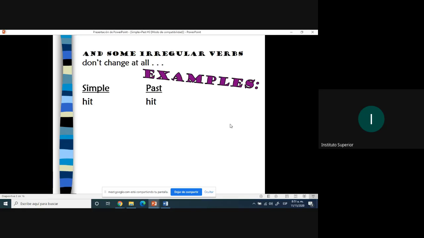It's just hit. All right, another example of an irregular word that doesn't change at all is put. No, I put it. The same as caught. It's the same too. Exactly. No, I caught it. All right, we have set. Set, and set is still the same. For example, the children set the table every Sunday.